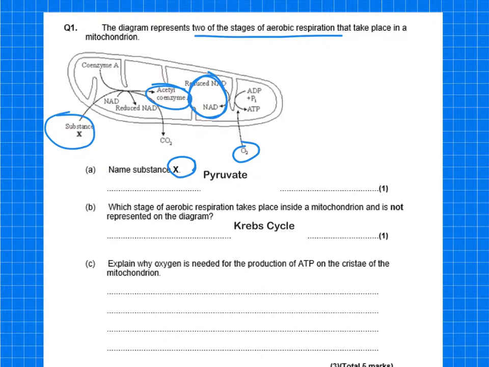And finally, this is a 3-mark question, so it asks you to explain, to give a reason why oxygen is needed for the production of ATP on the cristae of the mitochondrion. Now this is a very popular style of question because it's checking your understanding of the final stages of the ETC.